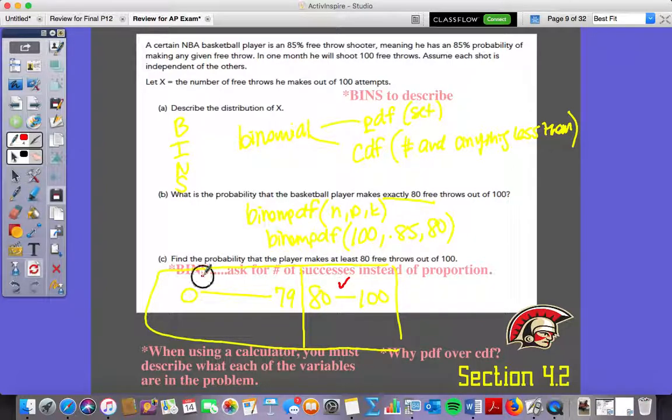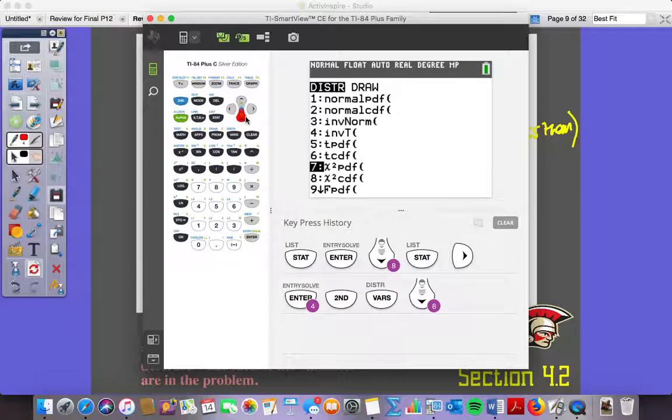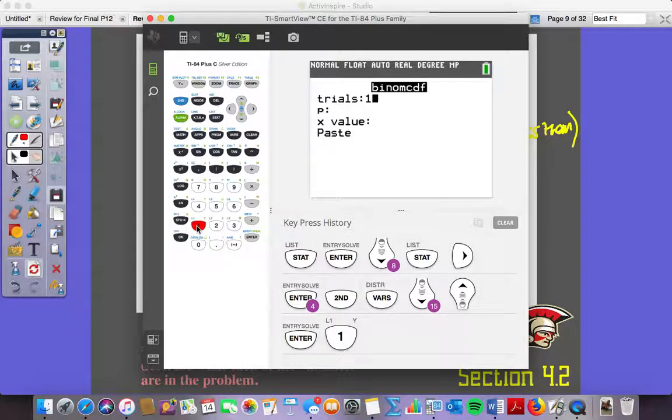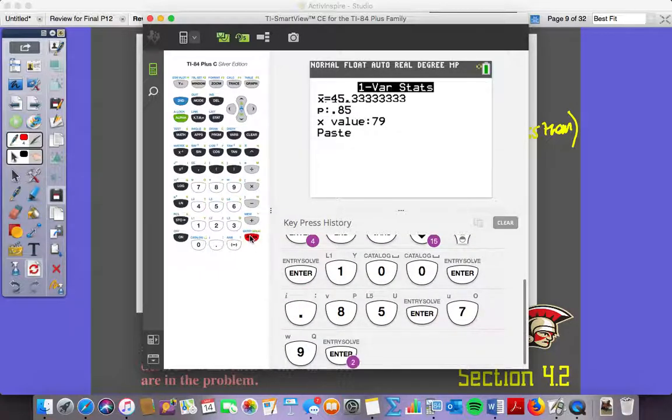So because of that, we've got to do binomCDF, N, P, K. All right, still plug it in, where N would be the 100, P would be 0.85, and K would be 79. Got me? So if I did that here, that would be second VARS. Before the AP exam, I would make sure that you look over all this stuff, just where everything is. 100, 0.85, and 79. Now that right there gives me the probability of getting 79 or anything less than. That's 0.066.